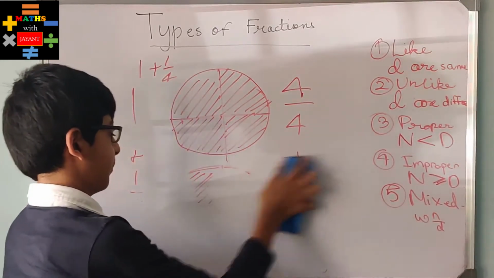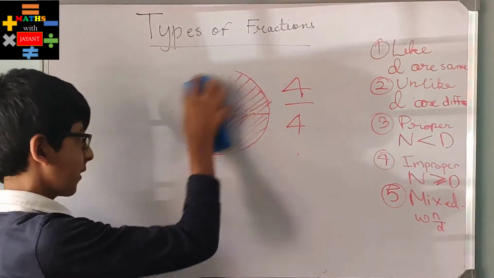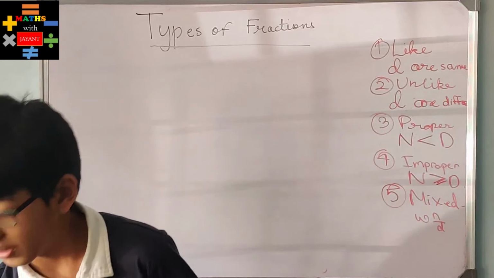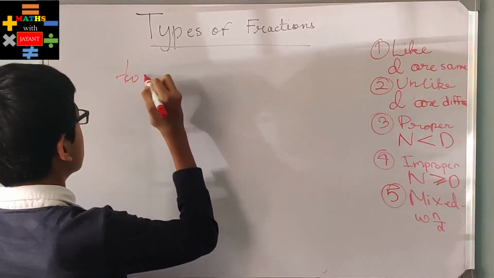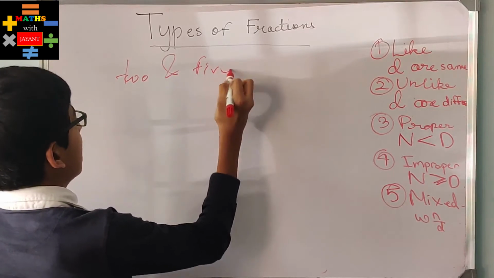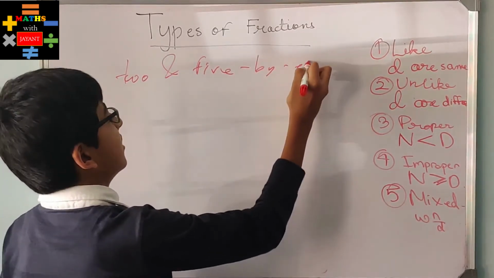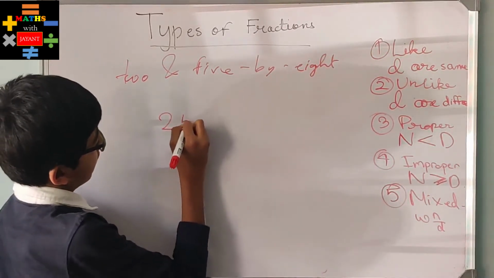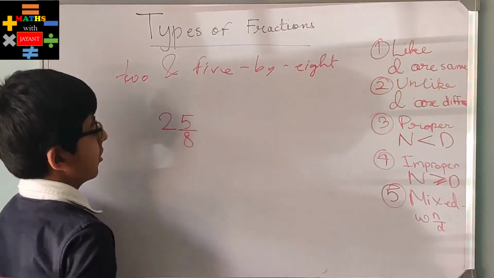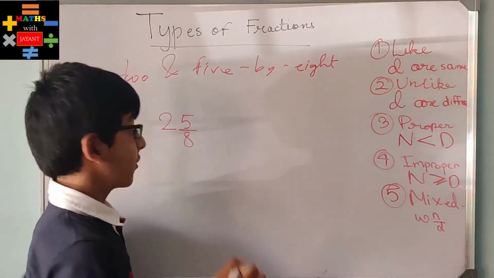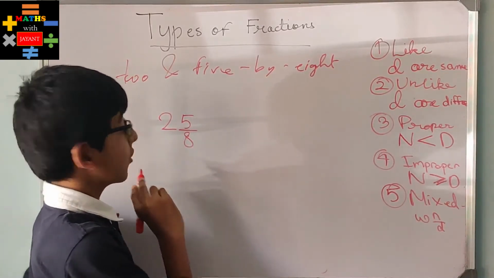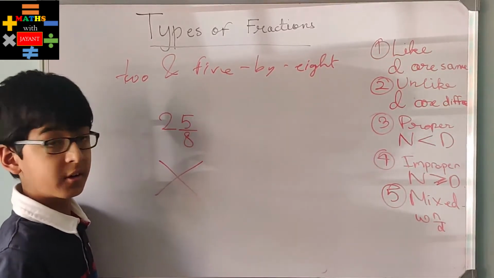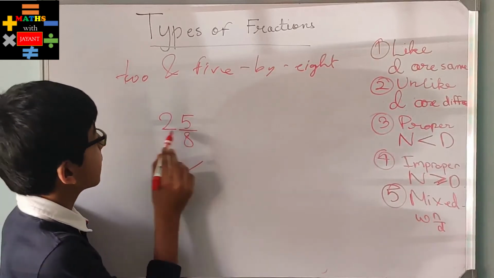Now coming to an important question: how do we write a mixed fraction? Let us say you want to represent 2 and 5 by 8. If we write 2 fully at the top, it just mixes up with the numerator. This is really bad. We should not write it like this. 2 should not be at the extreme top.